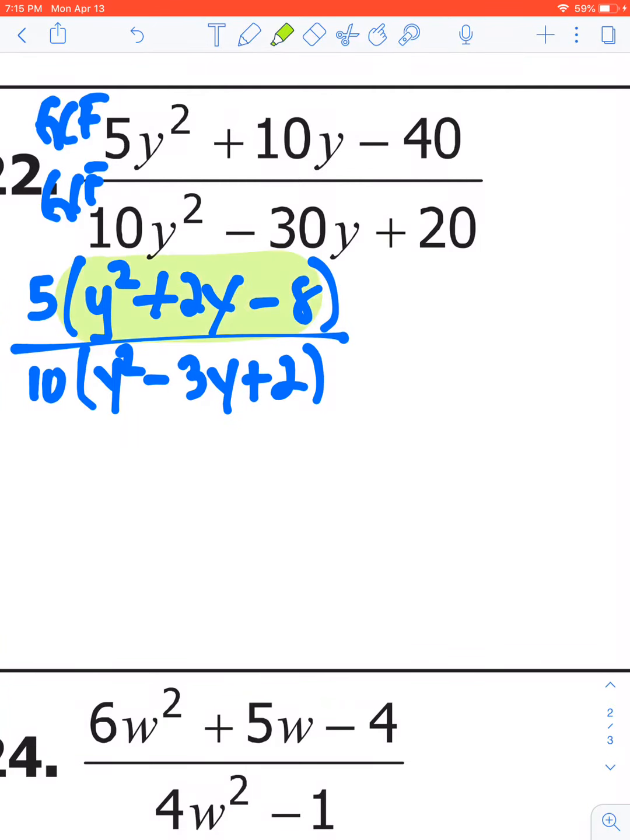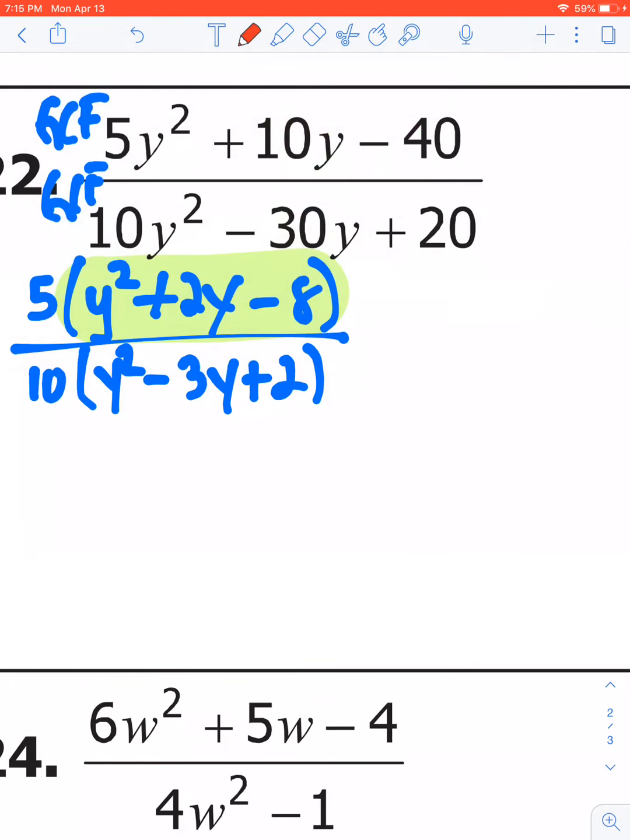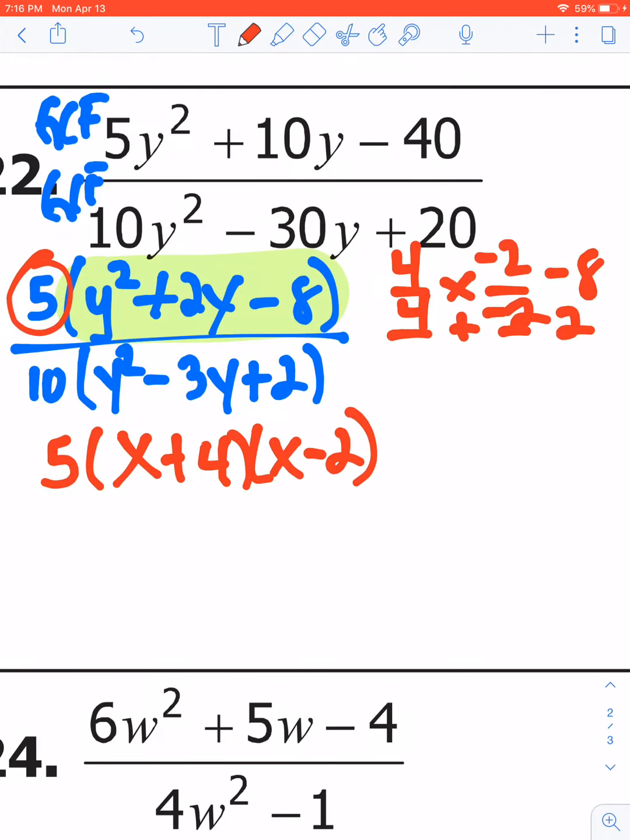Now, if I look at the interior, that has 3 terms. So I can factor that further by asking myself what two numbers multiply to give me a negative 8 and at the same time add to give me 2. And I believe we've already done a similar problem like this. I would have 4 and negative 2. So my numerator is this GCF of 5 times x plus 4 times x minus 2.